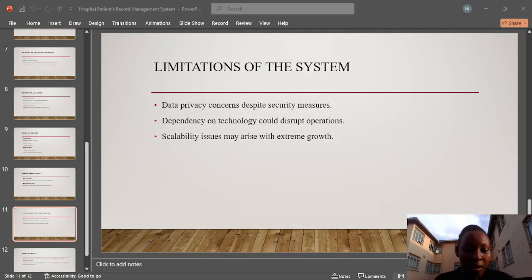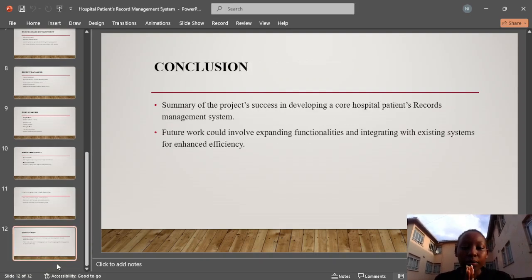So in conclusion, the project succeeded in developing a core health patients records management system. I decided to develop it to help ease the work of doctors in hospitals when they are recording the patients' records.